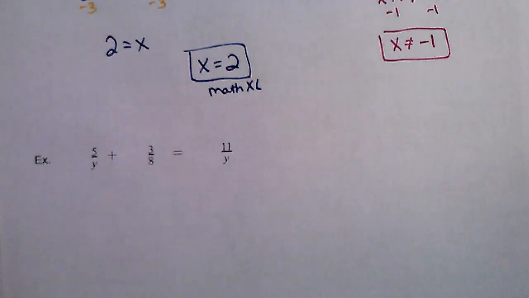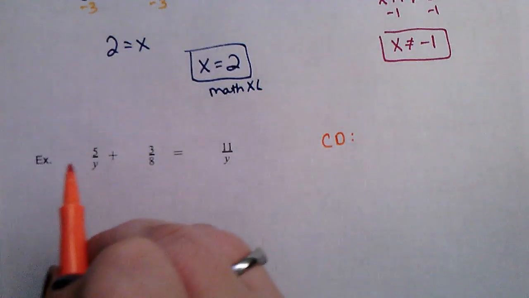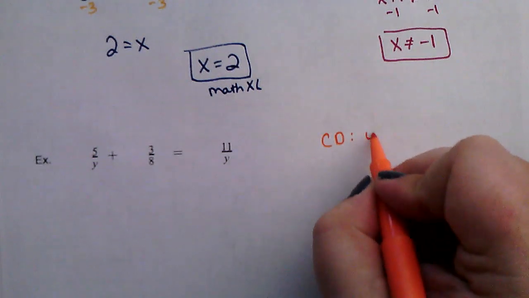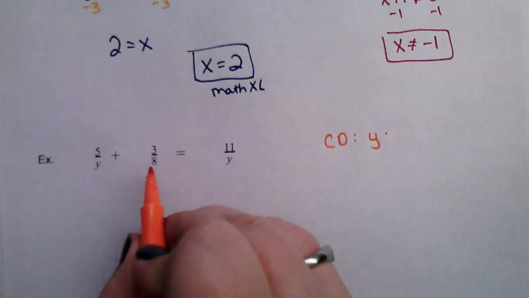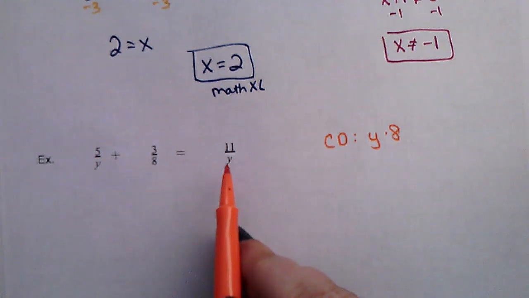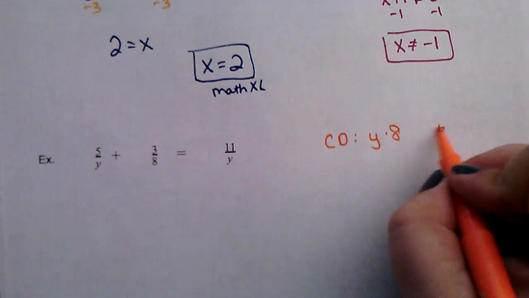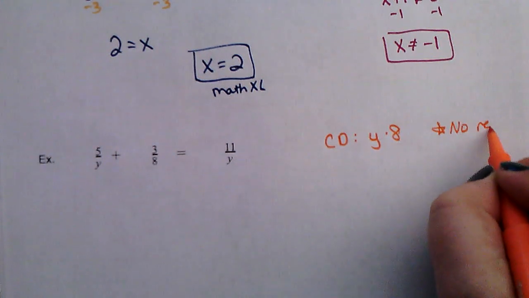All right, last one. Let's look at this one. On this one, do I have anything to factor in my denominator? No. So let's look at the common denominator. Well, the first thing in a denominator is a y. The second thing is an 8. And then there's a y. Do I already have a y? Yes. So do I have to write it again? No. Remember, no repeats.